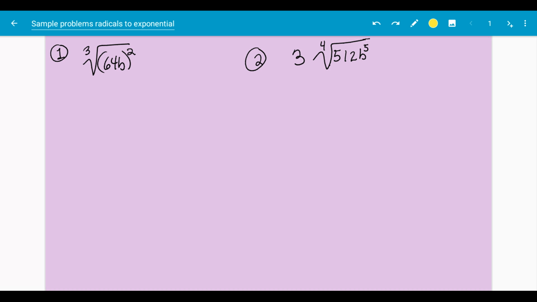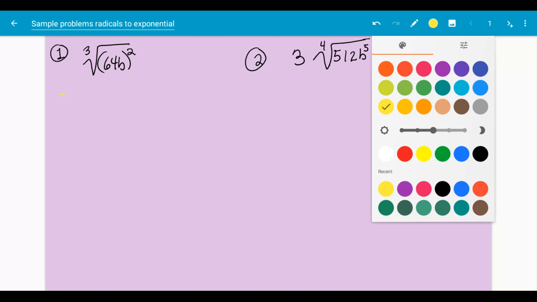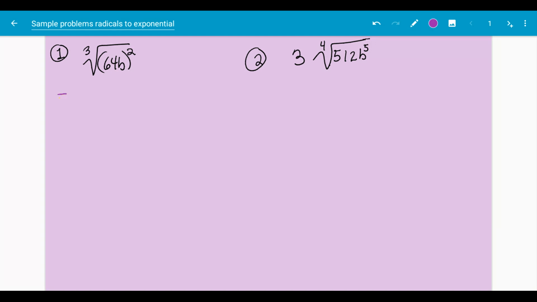So I am going to, first of all, rewrite this problem using exponents. So I have 64b, and it's squared, and we're taking the cube root of it. So if we convert this to an exponent, that means we have 64b to the 2/3 power. Well, so I'm going to write this now as two separate factors that are both raised to the 2/3 power. I'm separating the 64 and the b.